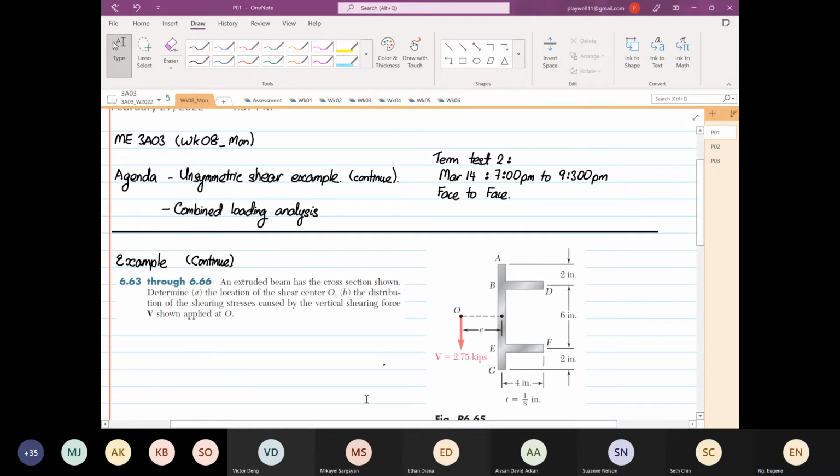Week 8. I'm going to carry on with the unsymmetrical shear example, and then we are going to do something mind-boggling and challenging, but it's the real stuff. Combined loading.